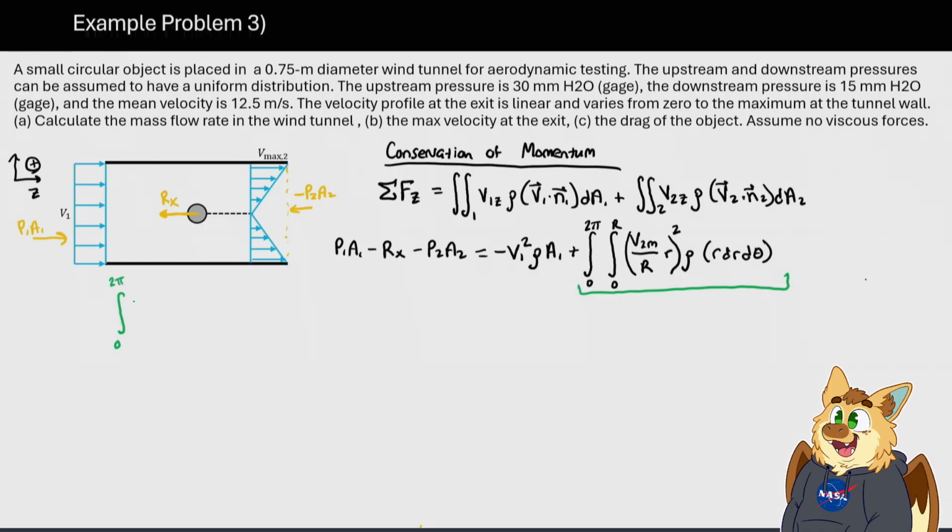Just to show that we're only focusing on the integral, 0 to R. So this will be V2m over capital R times rho. And then we can group this r and the r squared. Technically all these values are squared, don't want to forget that. This will be r cubed dr d theta.